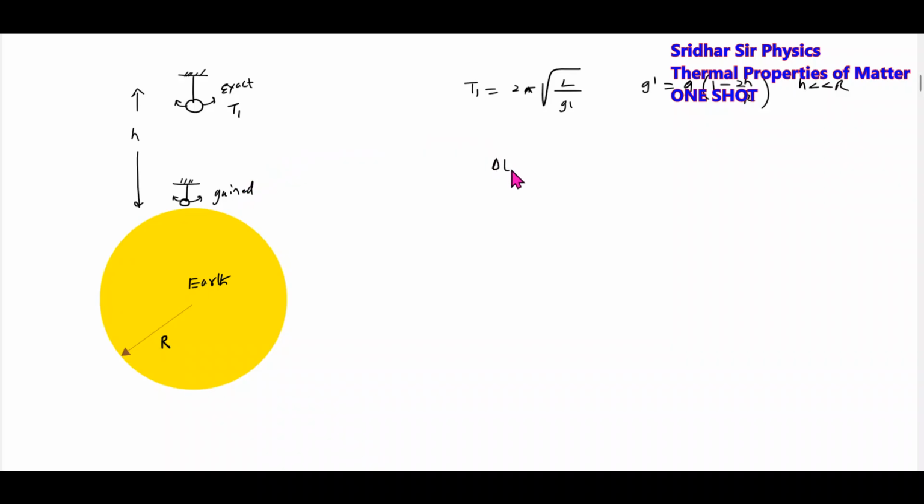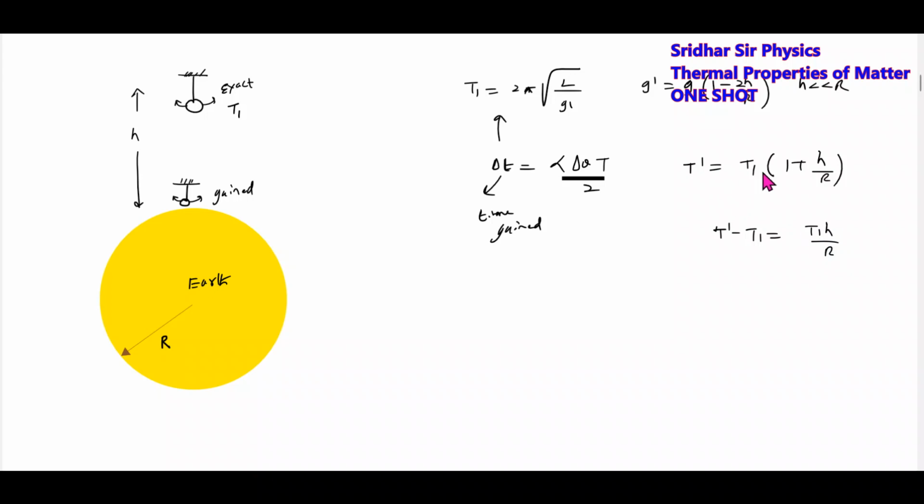Okay, fine. So this will be delta T is equal to alpha delta theta T by 2. So this is the time gained. How much time it will gain, that much time has to be lost using this one. Okay, clear? Further I'll explain this concept. So the time gained T dash should become equal to T1 into 1 plus H by R. Solving this, T dash minus T1 should be equal to T1 H by R. Okay, I'll write only T. So this will be T.